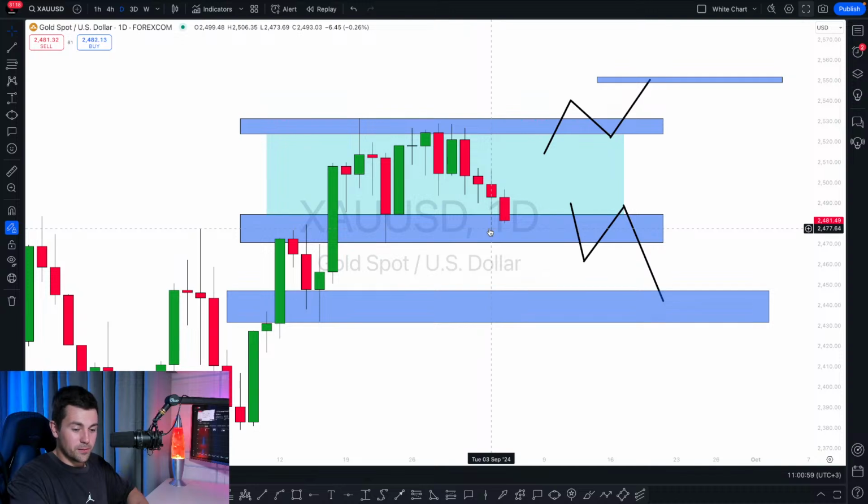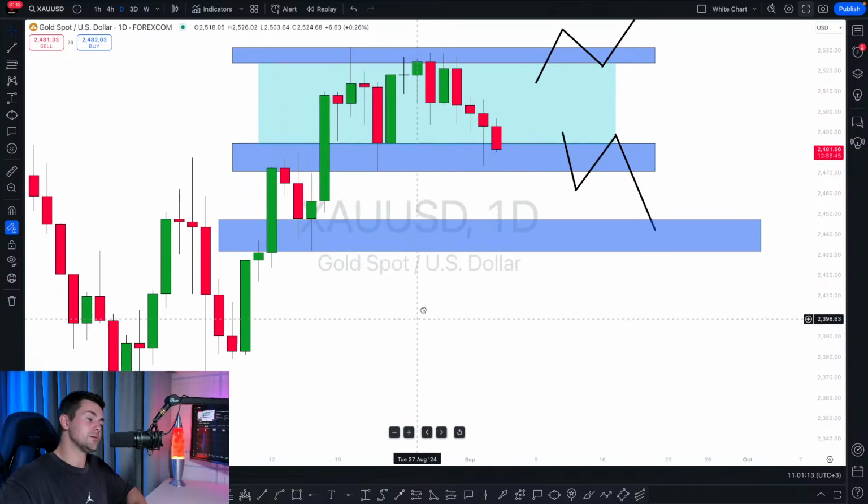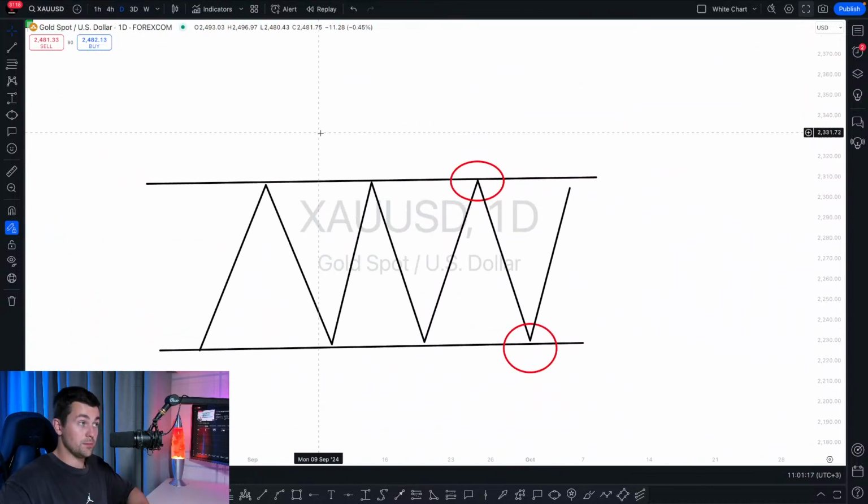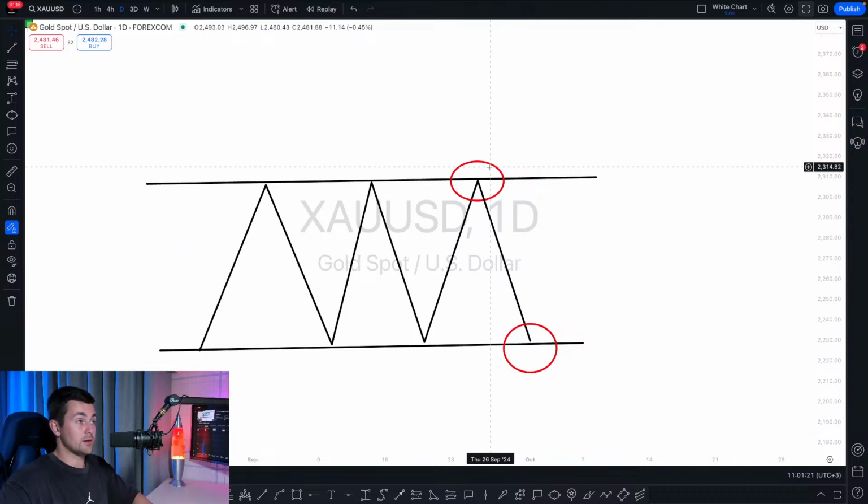Question from Oscar. After a break of a key area, what time frame do I check to see if I should trade or not, assuming the breakout happens on a 4-hour time frame, for example? Oscar, very nice question. So it really depends on the structure that you are trading. Imagine that you spotted, let's just take this example.